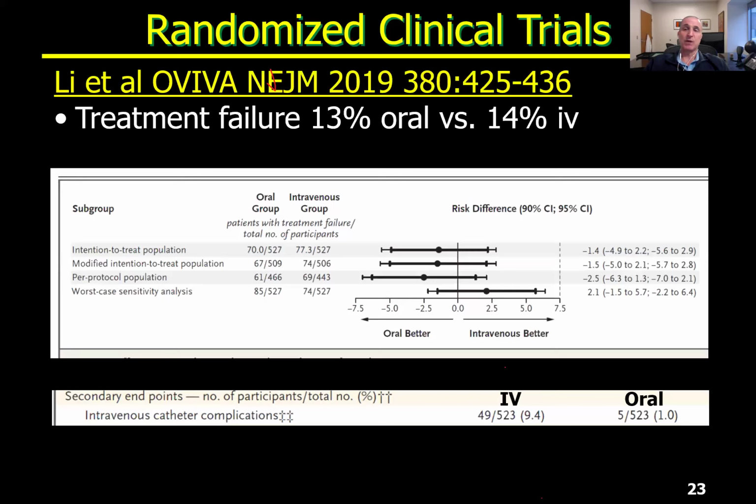But you know what actually was different between IV and oral therapy? The rate of harm due to the catheter, which was 9-fold more common in the IV arm, not 9%, 9-fold more common in the IV than oral arm, about which my commentary is duh.